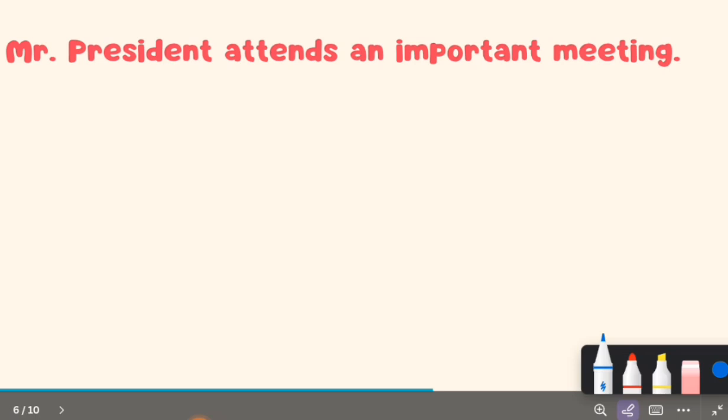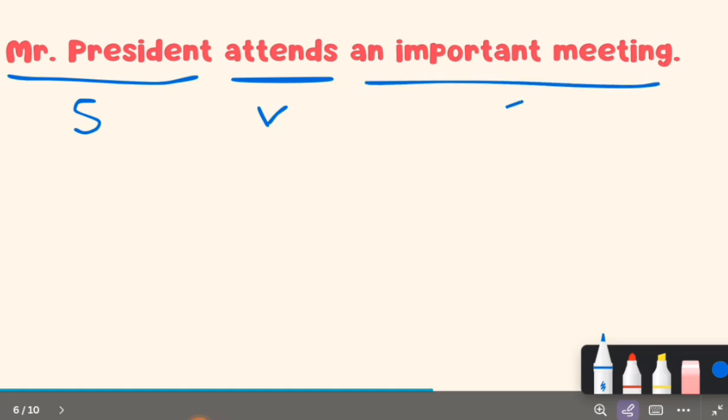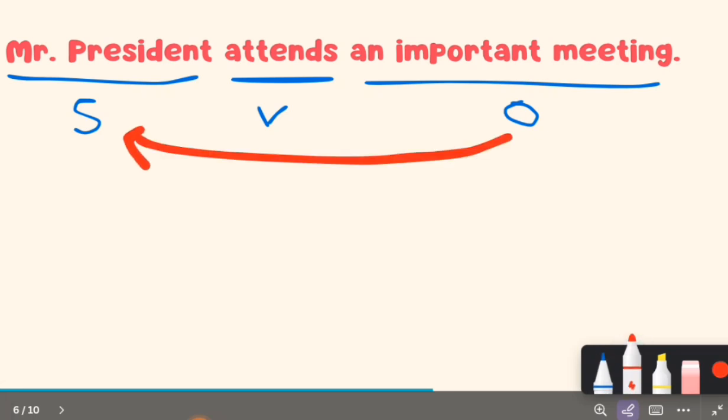First step is identify the subject, verb, and object in the active voice sentence. From the text, we can see that the subject is Mr. President, the verb is attends, and the object is an important meeting. The second step is move the object to the subject position. Based on the text, the object is an important meeting. Then it will become the subject in the passive voice.